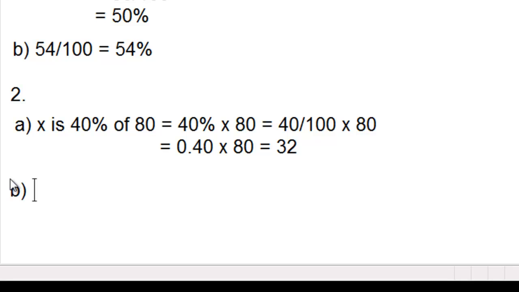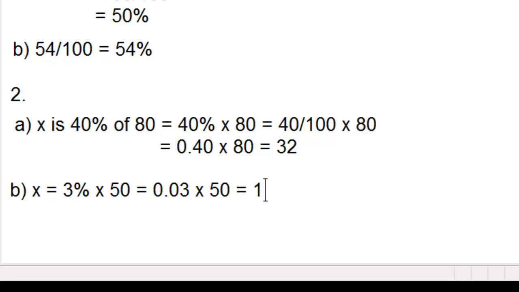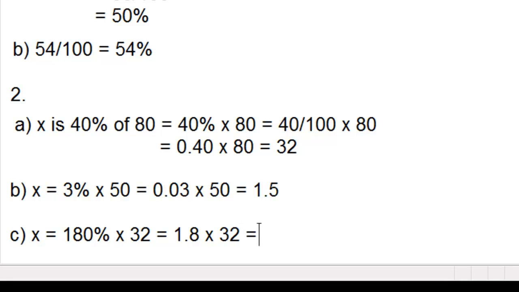So in B, x is 3% of 50, so x is equal to 3% times 50, which is 0.03 times 50, which is 1.5. And then in C, x is 180% of 32, so x is equal to 180% times 32, so it's equal to 1.8 times 32, which is 57.6. And that's how these are done.